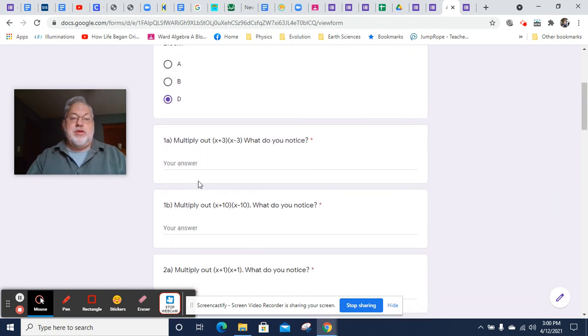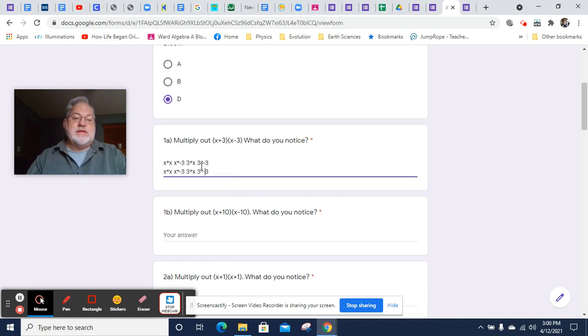So if you multiply out x plus 3 times x minus 3, first of all, you might notice that's the sum of x and 3 and the difference of x and 3. Well, you're going to get x times x, of course, and then you're going to get x times negative 3, and then you're going to get 3 times x, and you're going to get 3 times negative 3. Okay, got all those pieces.